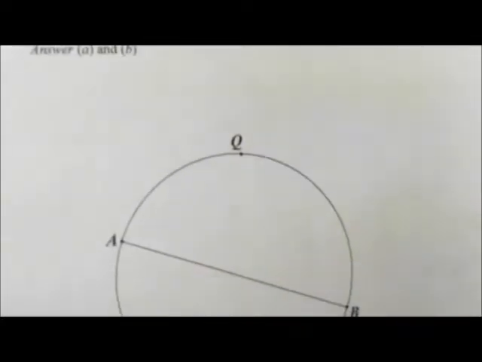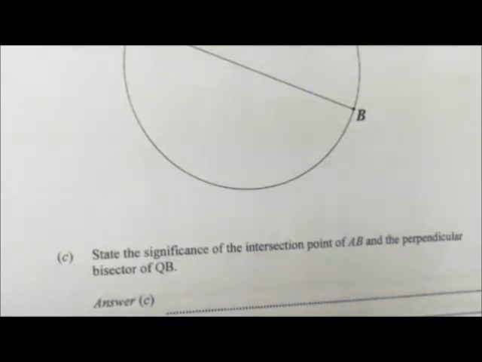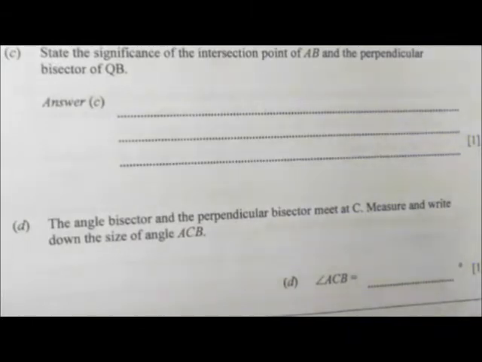Part C. State the significance of the intersection point of AB and the perpendicular bisector of QB. Part D. The angle bisector and the perpendicular bisector meet at C. Measure and write down the size of ACB.